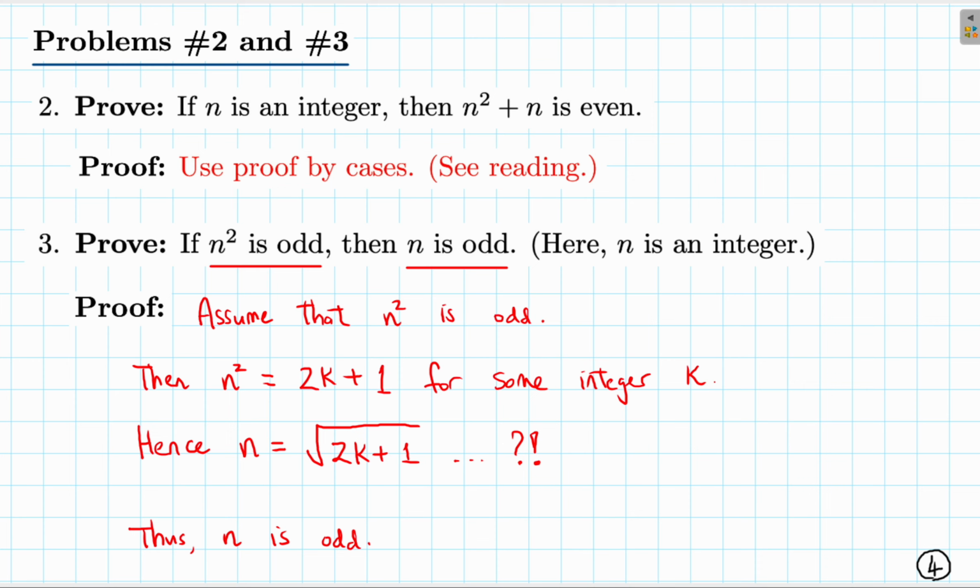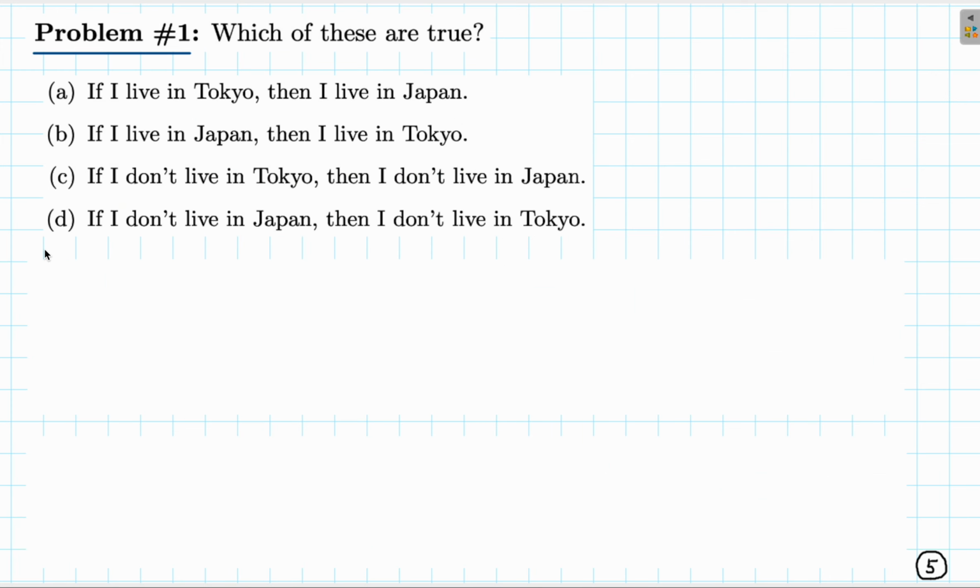Now, before we can talk about an alternate proof approach to problem number 3, let's go back and talk about problem number 1, which asked which of these statements are true. So let's go through them. If I live in Tokyo, then I live in Japan. Well, that's a true statement because Tokyo is a city inside Japan. It's the capital of Japan, in fact.